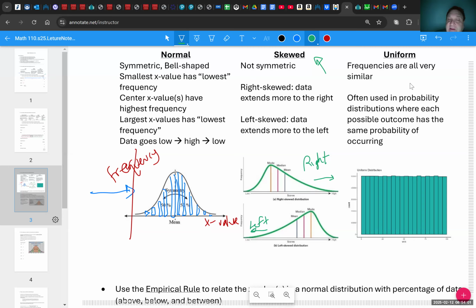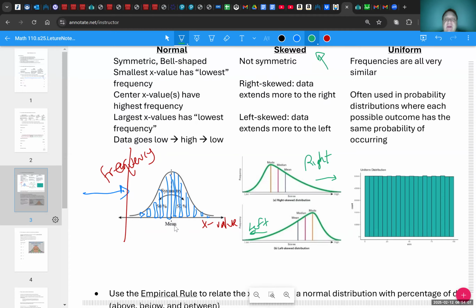One interesting fact about right skewed and left skewed, as opposed to normal: for a normal distribution, because it's symmetric, the mean is going to be the same thing as the median.